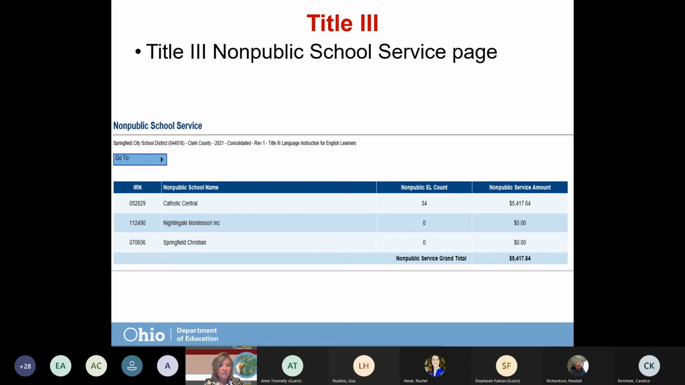It is also important to note here, if a non-public school has English learners, but the district does not, or does not have enough to receive Title III, then there will be no equitable services under Title III because the district itself is not receiving those funds. So we get that question sometimes.